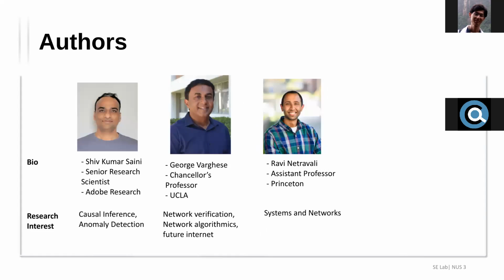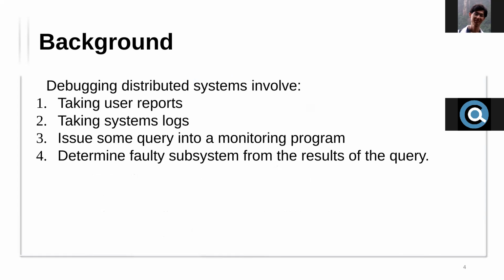And another three authors. So we have Shiv Kumar Sani. I think he's a senior research scientist at Adobe Research, and I think he is the person who helps them apply their tool to production applications. And then we also have Dr. George Varghese, the Chancellor Professor at UCLA, and Dr. Ravi Netravali, who is an Assistant Professor at Princeton. So I think most of them have a research interest in computer networks. Okay, so let's go into the paper itself.